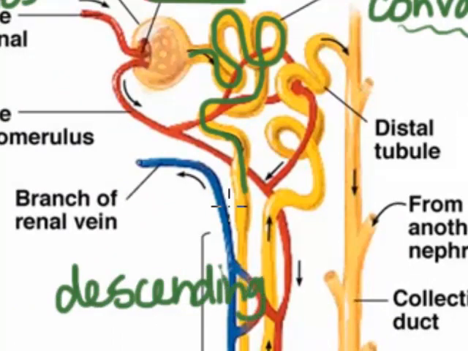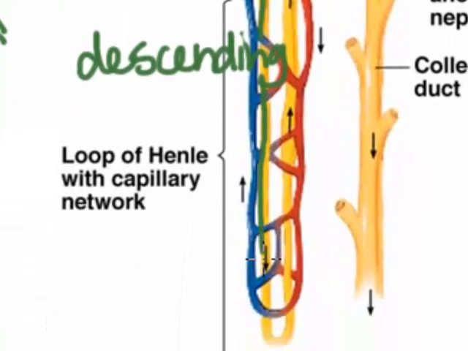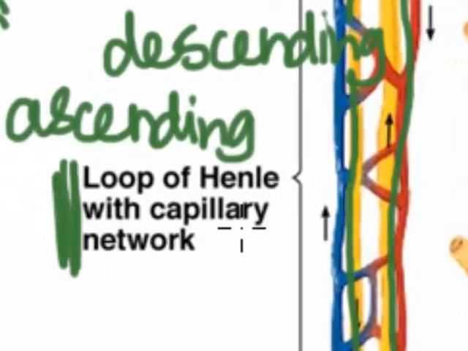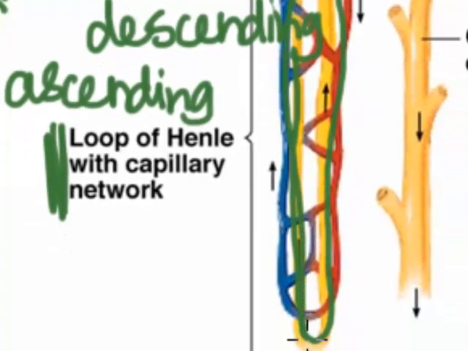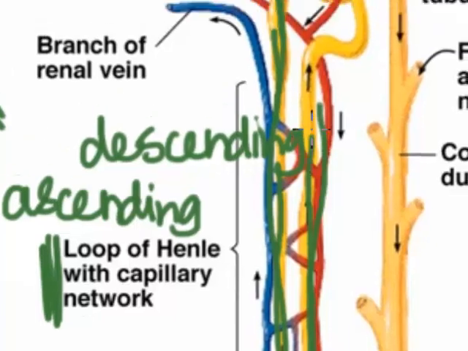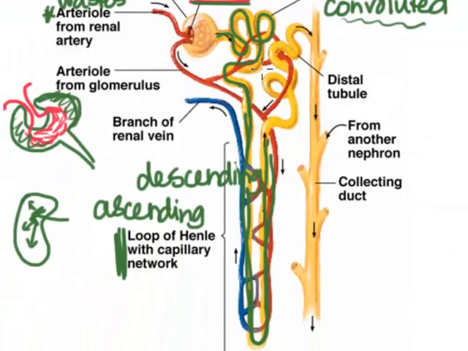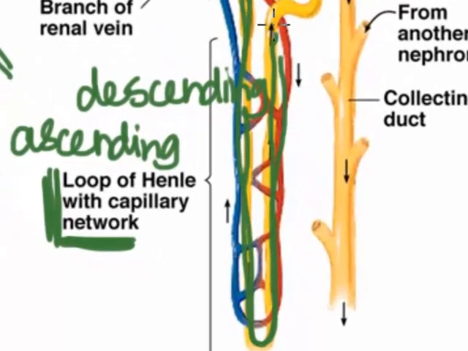The tube then straightens out into what we call a descending part of the loop, moving downwards. The tube rounds and then moves back upwards. And of course that is then going to be the ascending branch of the loop of Henle. So the loop goes down, descending, and there's the ascending side of the loop of Henle. And you'll notice that the whole area, the proximal convoluted tubule and the loop of Henle, has a capillary network of blood vessels surrounding it.